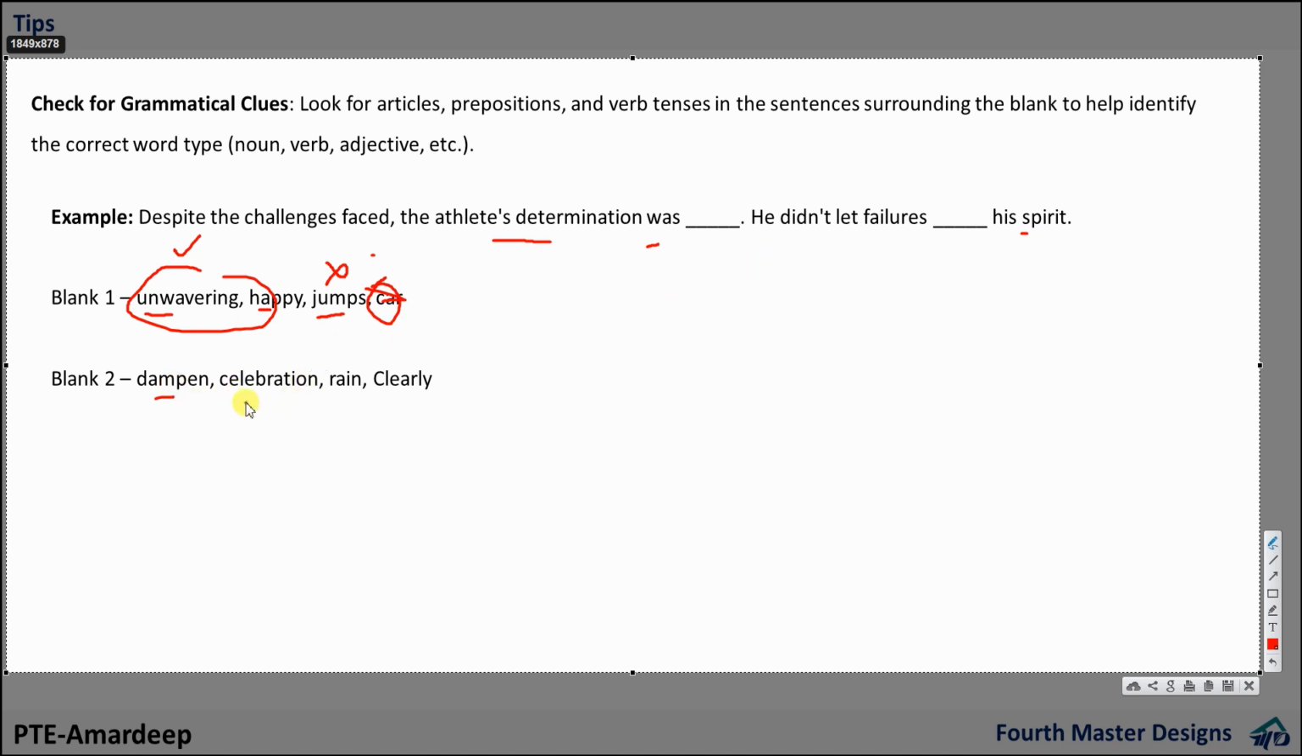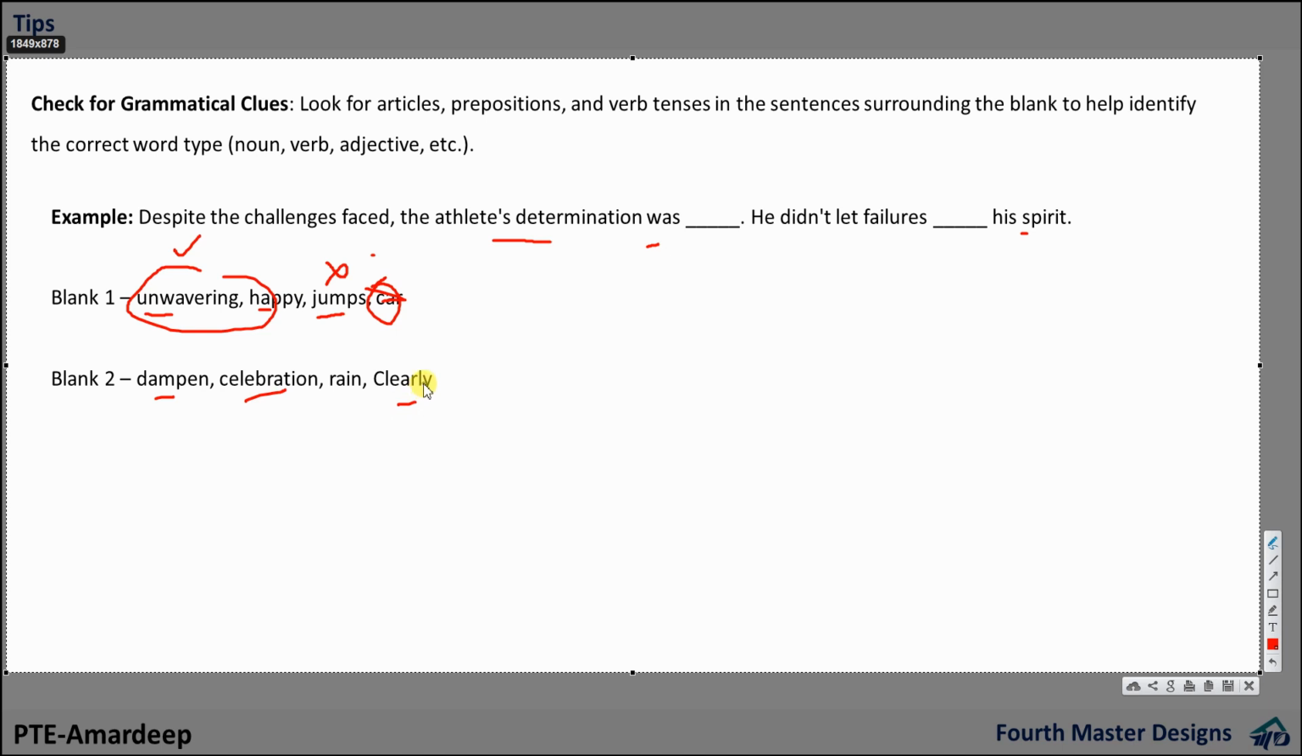"He did not let failure celebrate." Now, I need some kind of verb here. If I have to say, he did not let failures reduce his spirit, celebrate is incorrect. Celebration is also totally incorrect; it is a noun here, so it doesn't fit at all. Then, guys, the third one, rain. Rain is also incorrect. "He did not let failures rain his spirit" doesn't fit. The fourth one, clearly, also doesn't make any sense at all.